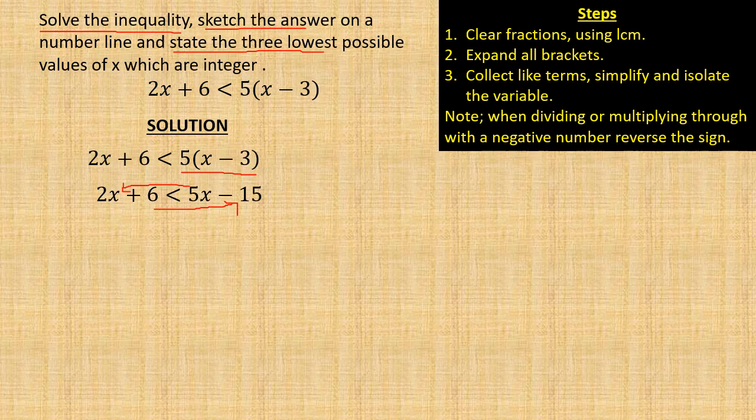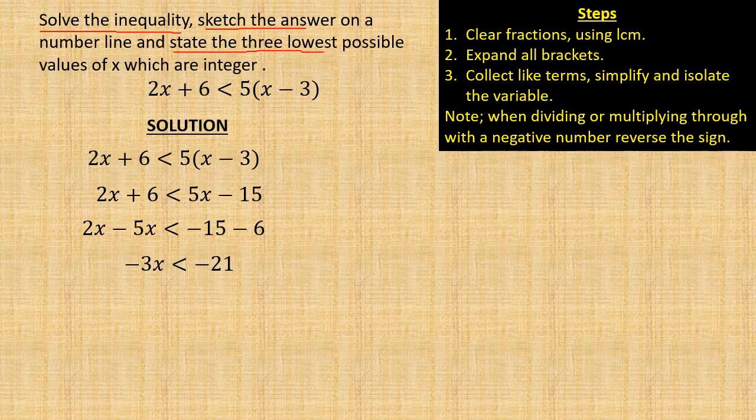Okay, let me clear off this. Okay, so we now have 2x minus 5x is less than minus 15 minus 6. 2x minus 5x makes minus 3x, which is less than minus 15 minus 6 makes minus 21. The next is to divide both sides by minus 3.